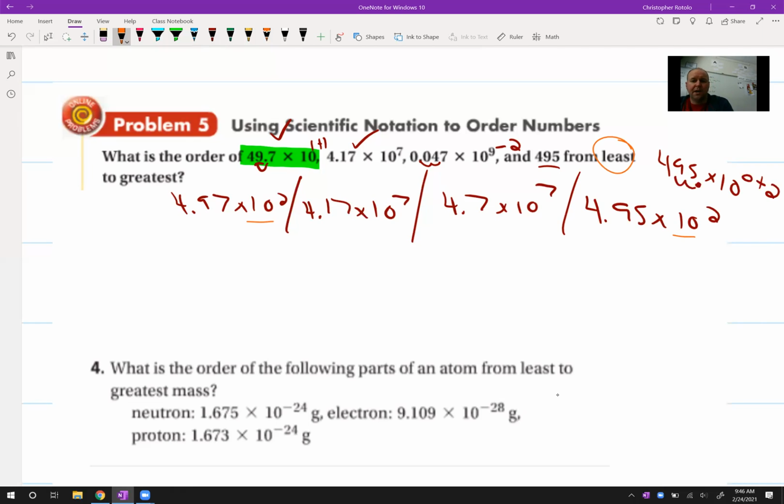Okay, so 4.95 is less than 4.97. So 1, 2. The other two are both 10 to the 7th. So they're going to be 3 and 4. So let's see, 4.17 is less than 4.70. So now they're all compared.